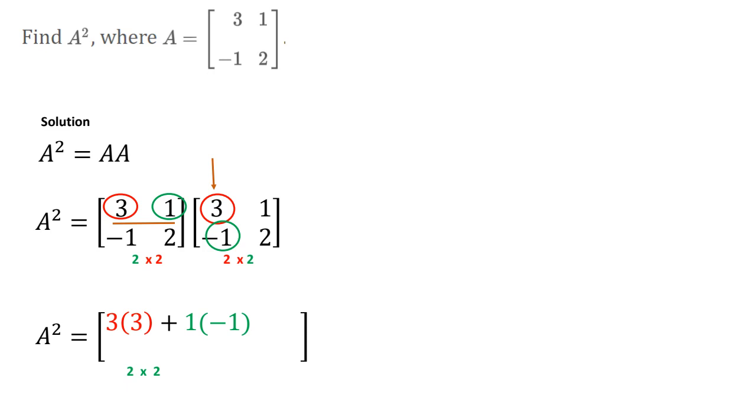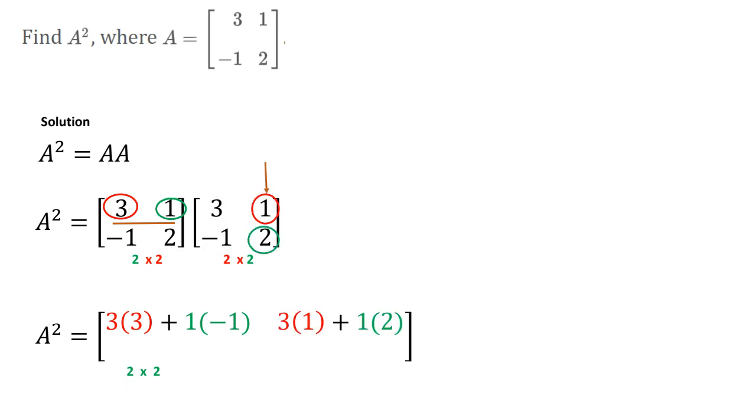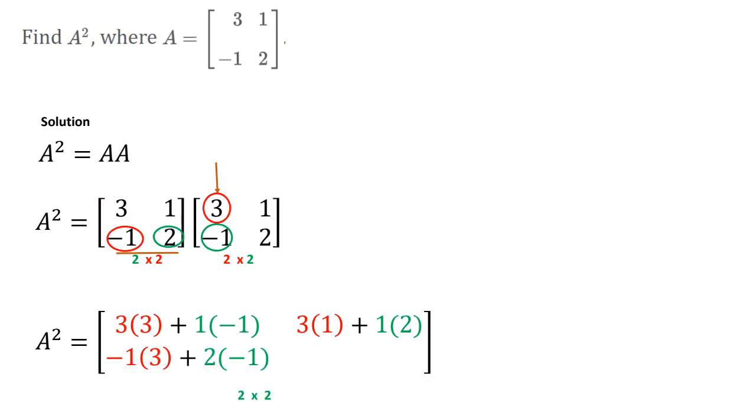Okay, now row 1, column 2. That's supposed to go in address 1 2. Row 1, column 2, 1 2. That's the address. So row times column, 3 times 1, 1 times 2. That's that address there. Okay, now row 2, column 1. That's address 2 1. That goes here, right? So row times column, negative 1 times 3, 2 times the negative 1.